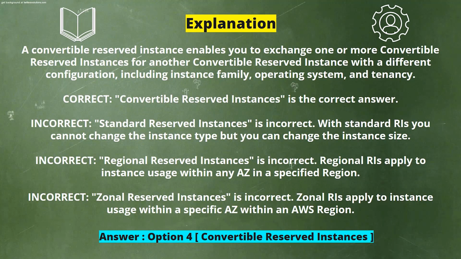Incorrect, standard reserved instances is incorrect. With standard RIs you cannot change the instance type but you can change the instance size. Incorrect, regional reserved instances is incorrect. Regional RIs apply to instance usage within any AZ in a specified region. Incorrect, zonal reserved instances is incorrect. Zonal RIs apply to instance usage within a specific AZ within an AWS region.